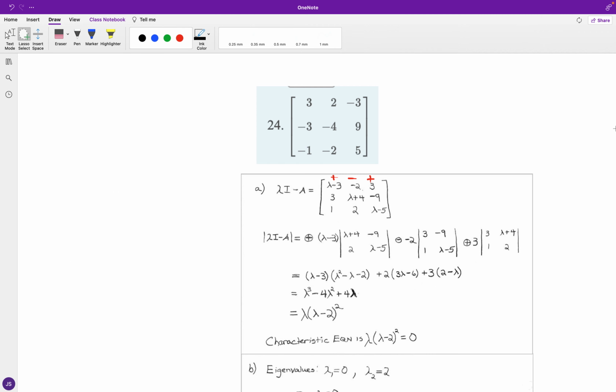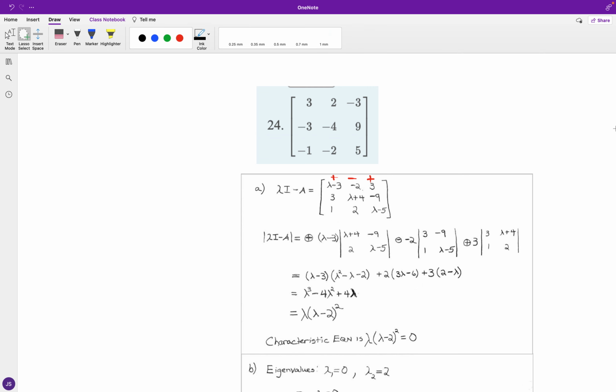Now, for this problem, let A be equal to a 3 by 3 array where in the top row we have 3, 2, negative 3. The middle row we have negative 3, negative 4, 9. The last row we have negative 1, negative 2, and 5. And we are looking first for the characteristic equation. So we have lambda I minus A, where lambda I is this time a 3 by 3 array with ones running diagonally from the upper left to the lower right corner.